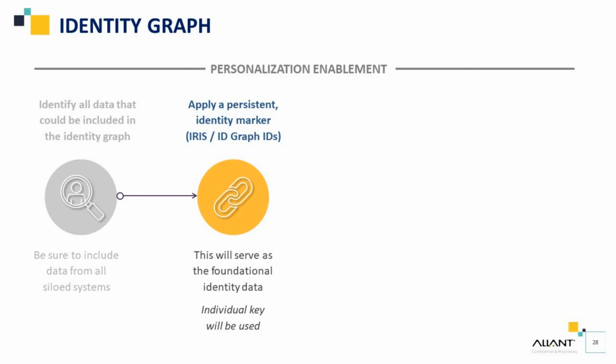Next, identify a singular persistent authenticated identity marker to serve as a foundational identity data. This could be an email address, phone number, or a brand unique ID. Best choice is the ID marker with the largest scale. For example, digital marketers would likely use email addresses. Allant uses its Identity Resolution Information System, also known as IRIS IDs, as a persistent ID within our identity graph.